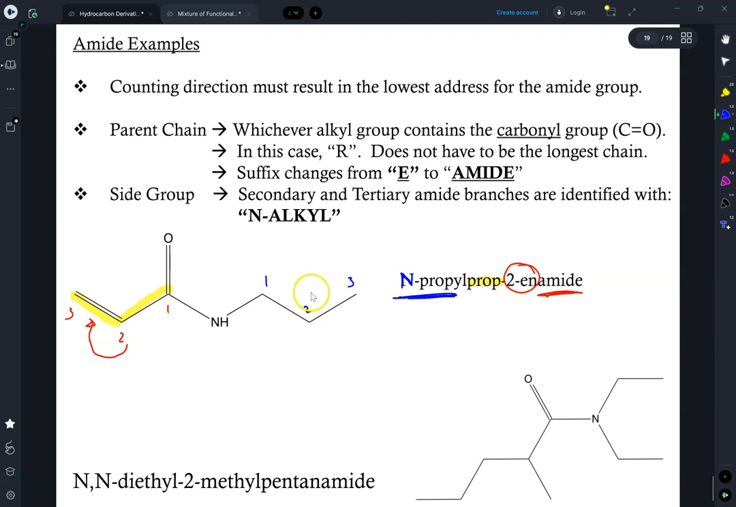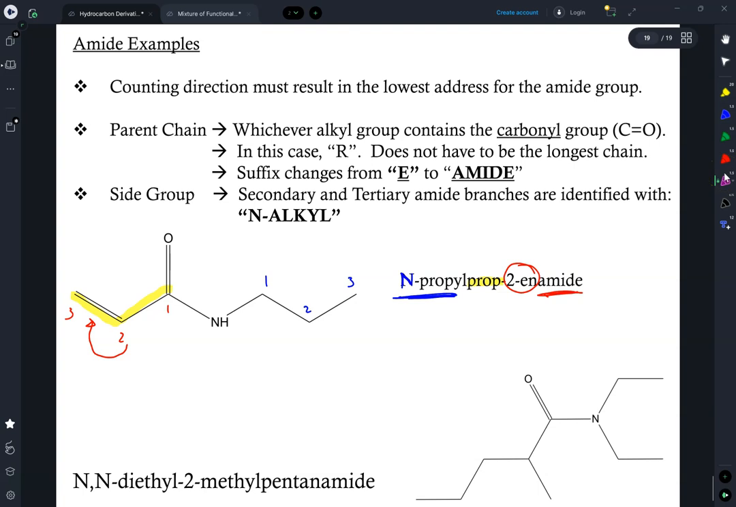Since this propyl branch is popping out from the nitrogen and not from a carbon, we can't use numbers to tell us where the propyl branch is coming from. Instead, we're going to use the letter N to tell the reader that this propyl branch sprouts out from the nitrogen. Alright, so this guy is called N-propylprop-2-enamide.